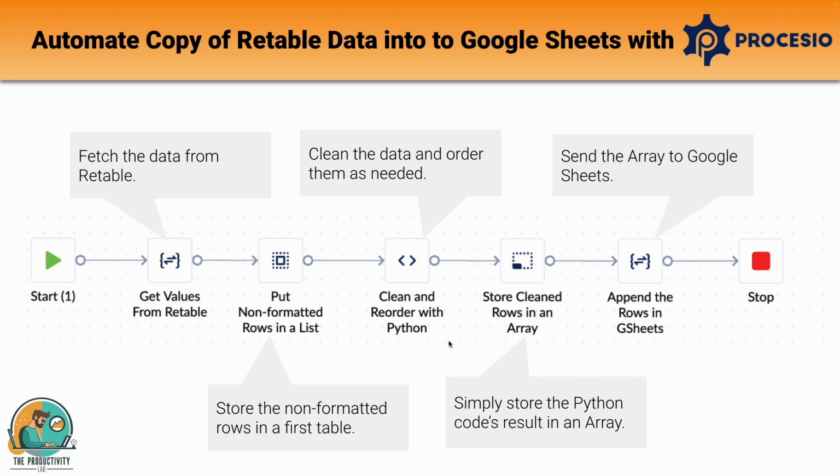It saves you a lot of other nodes that you would need if you didn't want to use some code. So this node will help you to clean the data and reorder them, because you will see in the next minutes of this video that my Retable columns don't fit my Google Sheet columns, so I need to reorder them. The next action is about storing the result of the Python code to a new object. And then when you have all your data prepared, you just have to call the Google Sheet API to post your data into your Google Sheet.